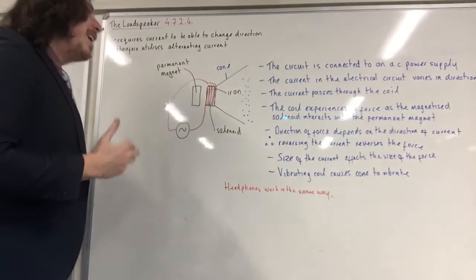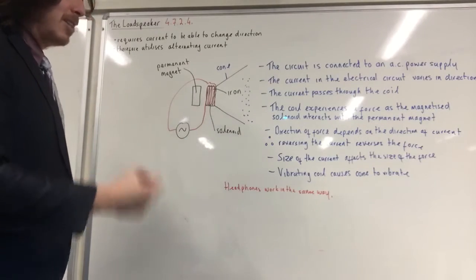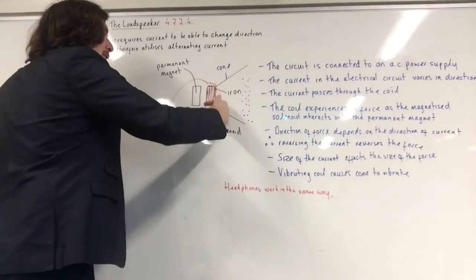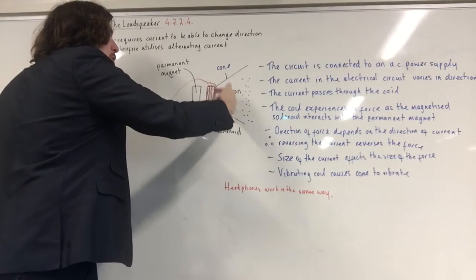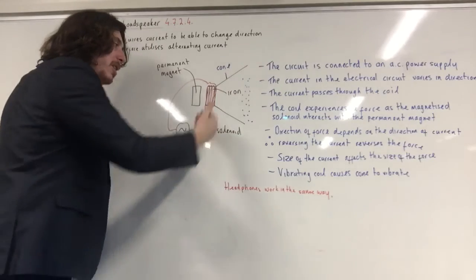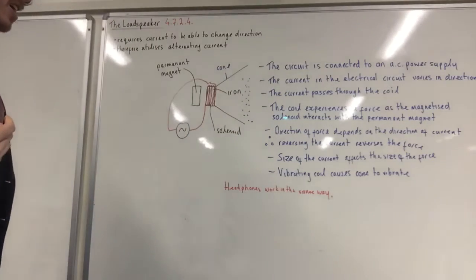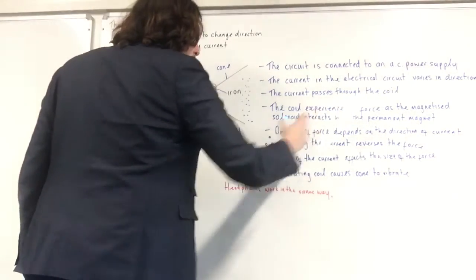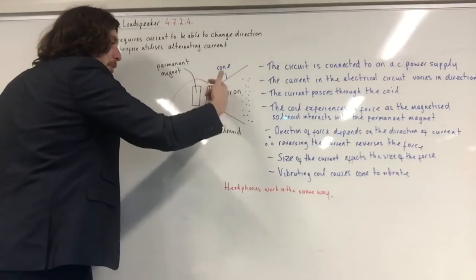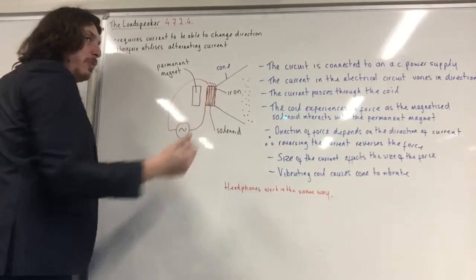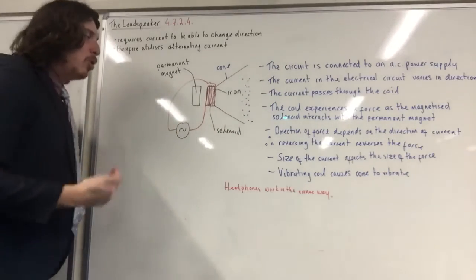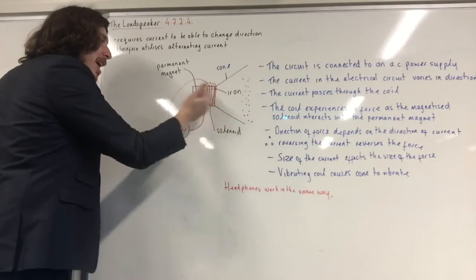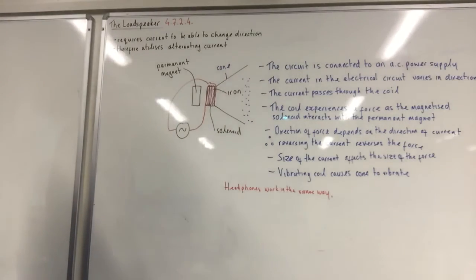The current in the electrical circuit varies in direction because it's alternating current. This current passes through the coil, and that induces magnetism in the coil because it's a solenoid, so it behaves as an electromagnet. The coil experiences a force as this solenoid has now become magnetised, and it interacts with a permanent magnet. It's really important when you're discussing this that you talk about how the solenoid has become an electromagnet and it's now interacting with that permanent magnet.